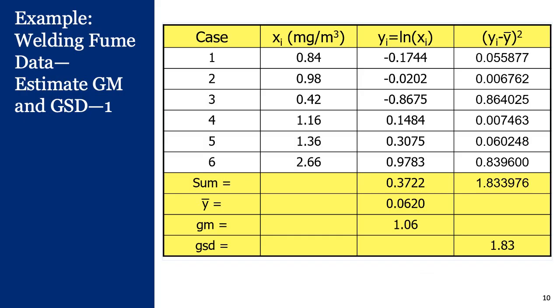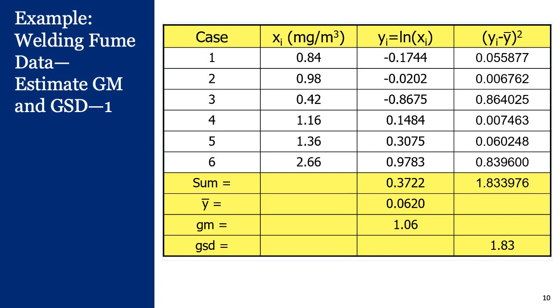So let's use another quick example. Here we have just 6 measurements, shown in the second column under xi, and the units are in milligrams per cubic meter. In the third column, we have the log transformed values of these measurements, the yi. At the bottom, you sum these log transformed values and divide by the number of measurements, n, which is equal to 6 in this case, and you get a y bar of 0.062. Then you exponentiate it to get a geometric mean of 1.06.